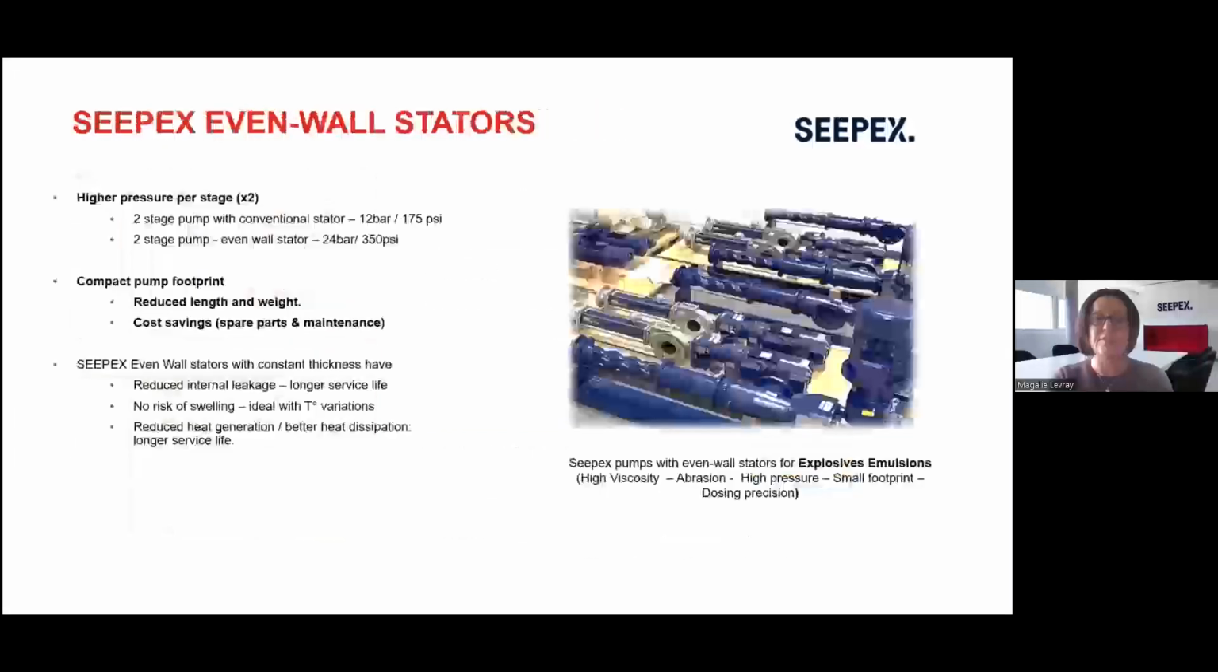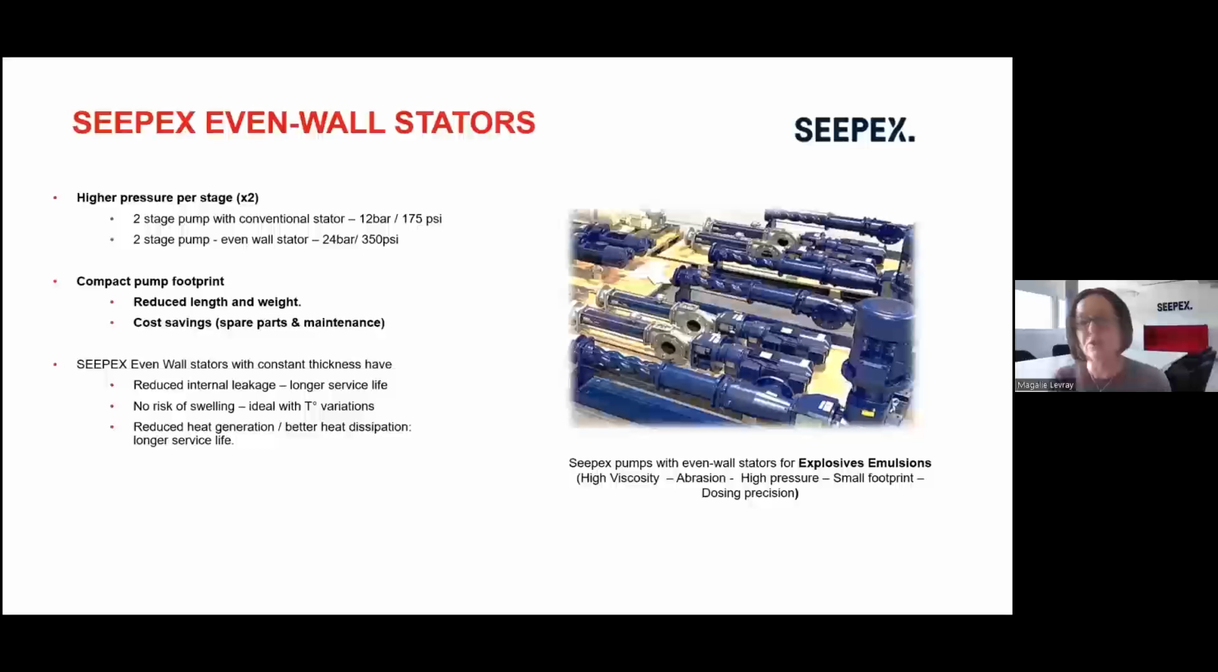So this is a technology that is used because we have really low shear, but another advantage of the even wall stator is that it enables us to double the pressure capabilities of the pump. Normally a two-stage pump with a conventional stator would reach 12 bar, that's 175 PSI. But a two-stage pump equipped with an even wall stator will reach double this pressure, that is to say 24 bar or 350 PSI. There we have a high pressure pump with a compact footprint.